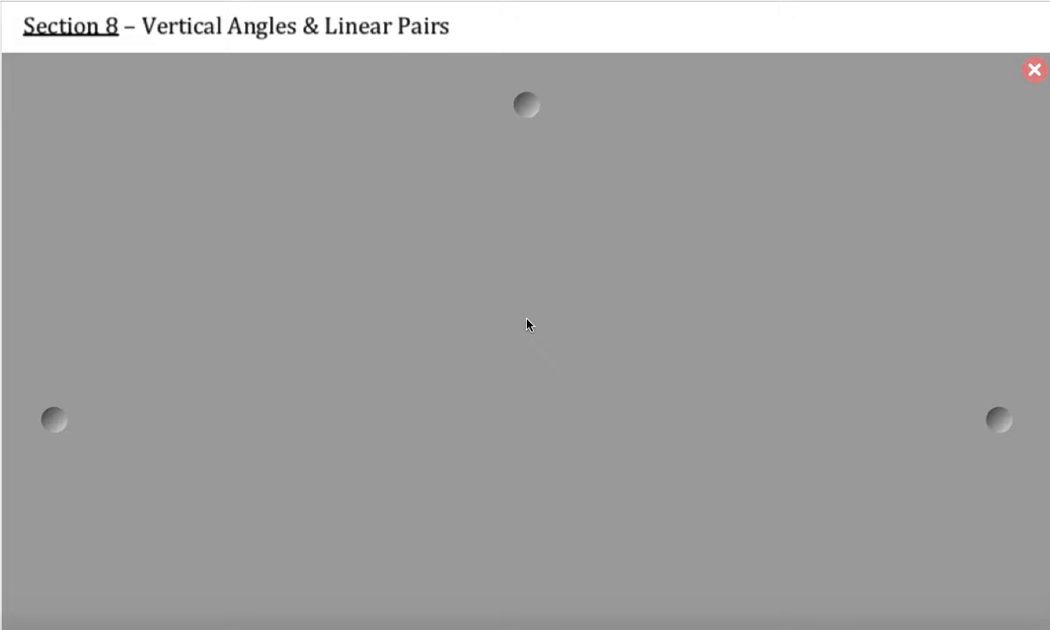These are our Section 8 notes in the Shadows unit. In this unit, or in this section, we are covering vertical angles and linear pairs.